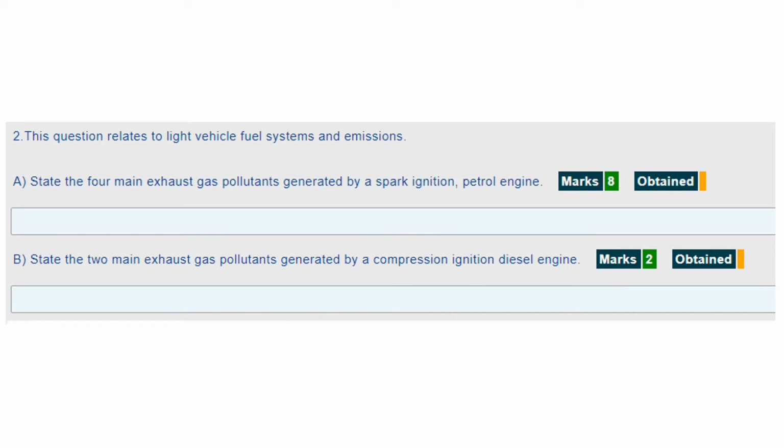Okay, so I've made this presentation to help you with question 2 of the LV02.2k written assessment. Question 2, as you can see, relates to light vehicle fuel systems and emissions, and part A of question 2 is: state the 4 main gas pollutants generated by a spark ignition petrol engine.